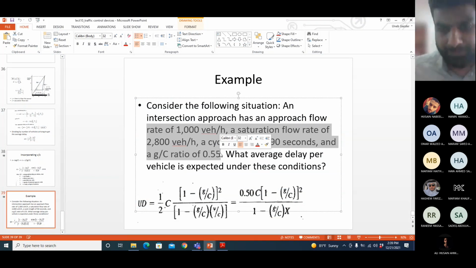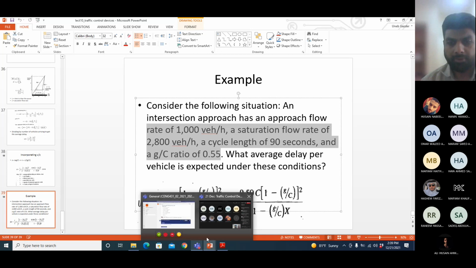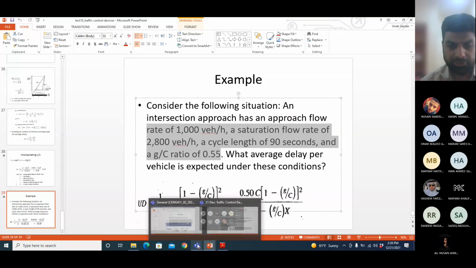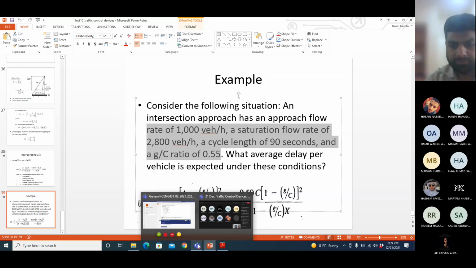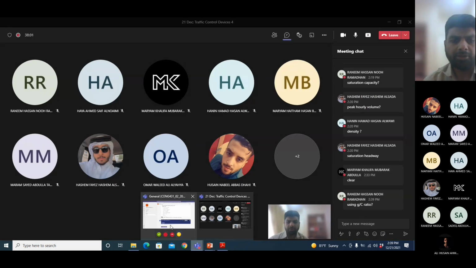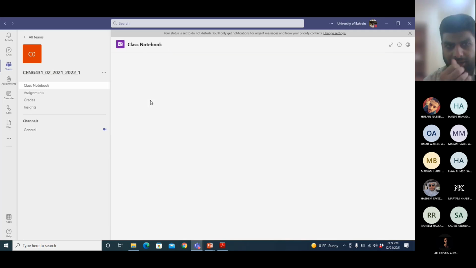I've already explained it. Tell me, how can I calculate capacity using the data which is given in this question? Anyone? Take a guess, no problem. You are given the arrival or approach flow rate, saturation flow rate, cycle length, G/C ratio. Using G/C ratio, yes, good. So use the G/C ratio like I've explained earlier.